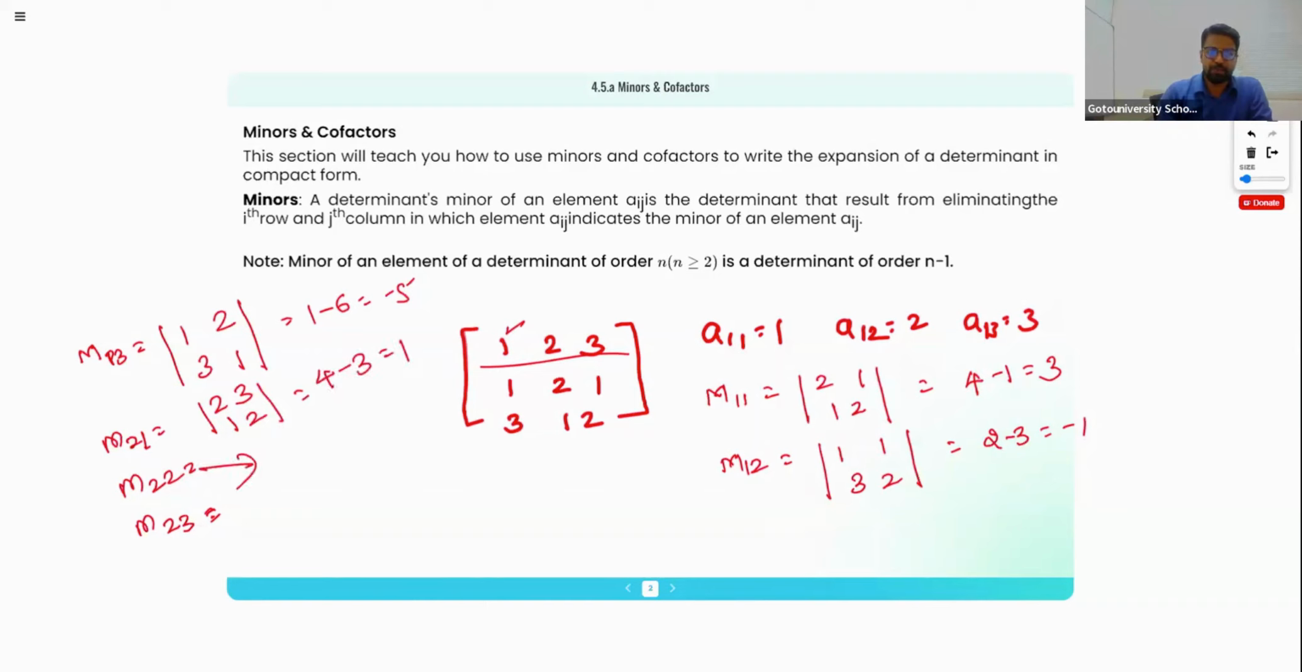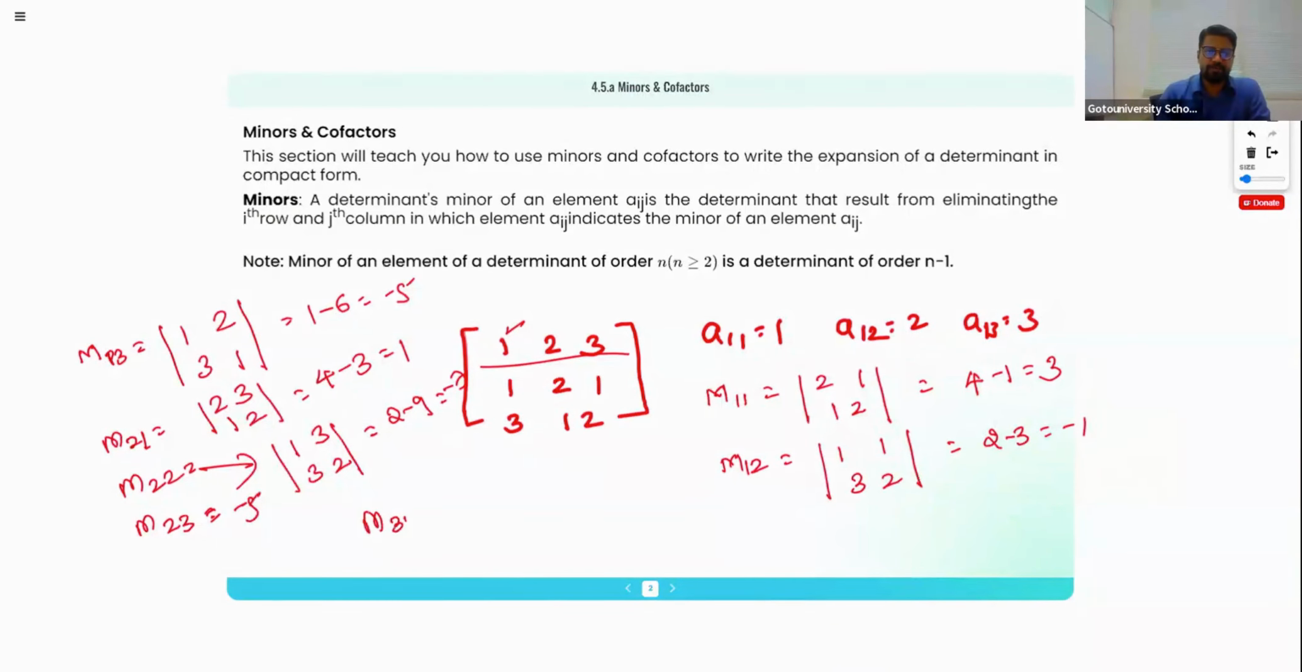And coming to M22, I'm going to eliminate the second row and second column. I end up with the determinant of 1, 3, 3, 2, which is 2 minus 9, and it is minus 7. Right? So M23 will be what? We're going to eliminate the second row, third column, which is 1 into 1. I'm going to directly write now 1 into 1, 1, 1 minus 6 is minus 5.